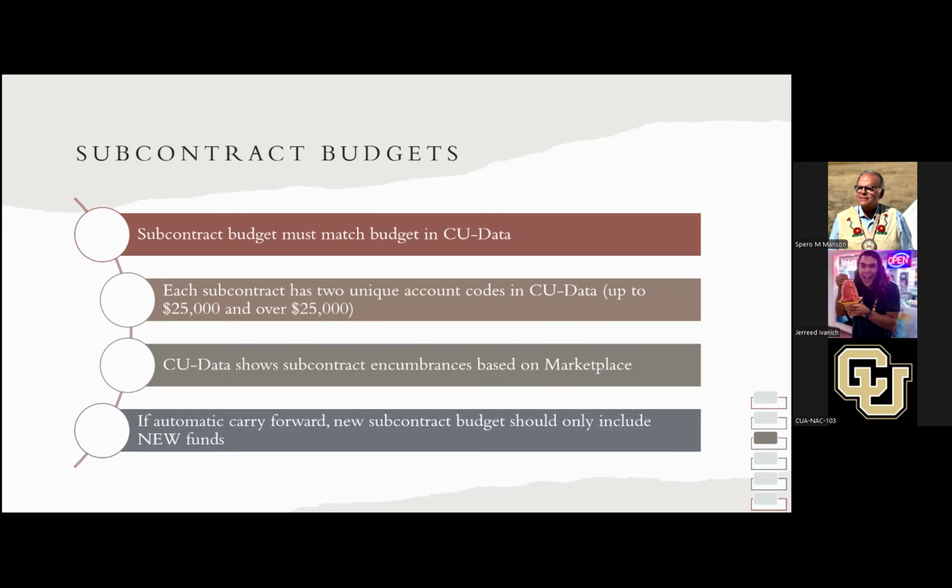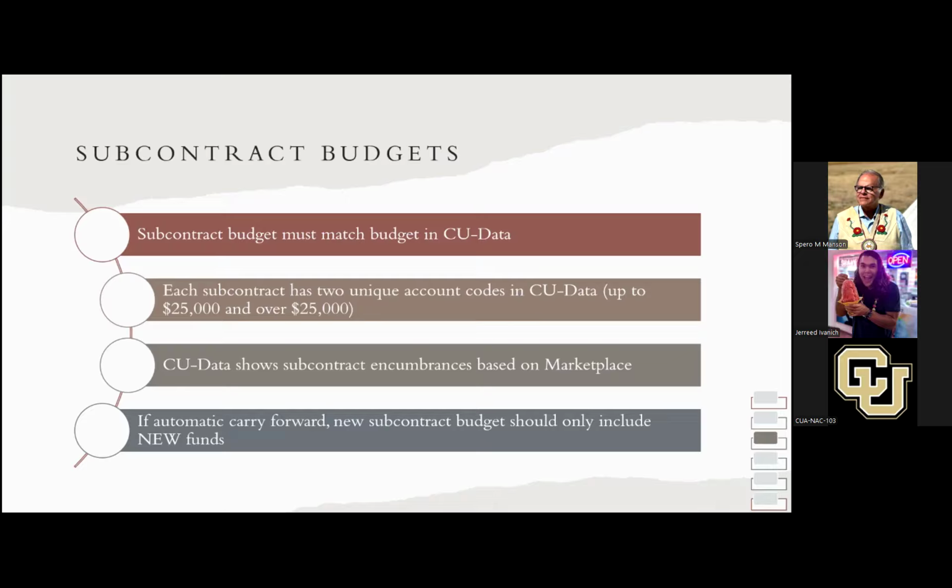So when we're collecting invoices, it's going to go against the purchase order, and it's going to show up in CU Data what is left in that subcontract, because it's all tied in. That's the most important part in our budgets, to make sure that everything matches up, because it's really helpful for us to see what we have remaining, and for those purchase orders to actually match what's in the budget.